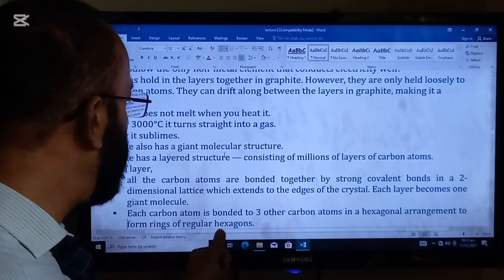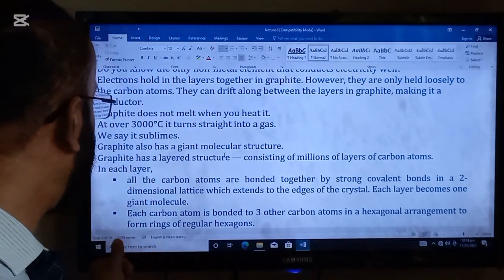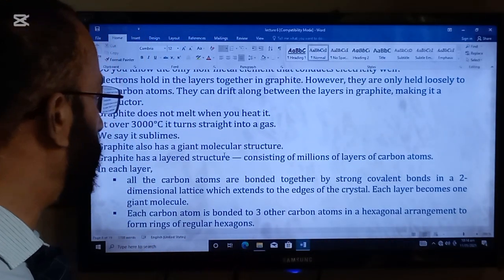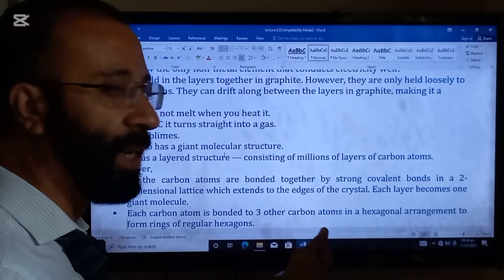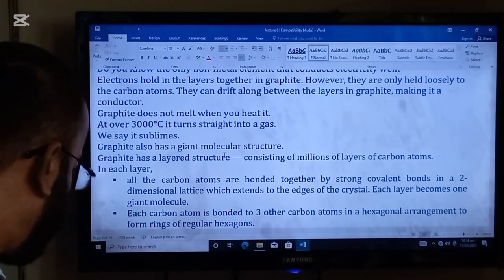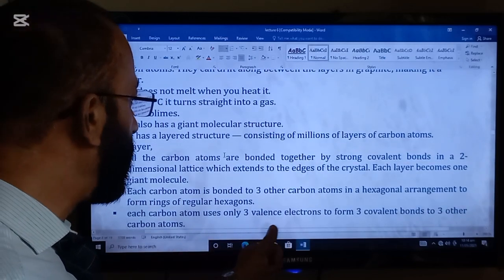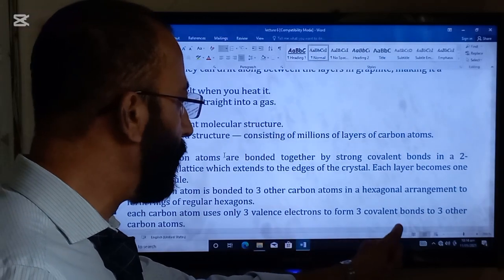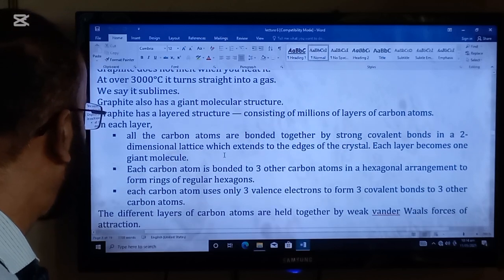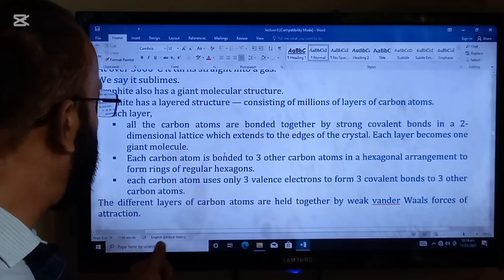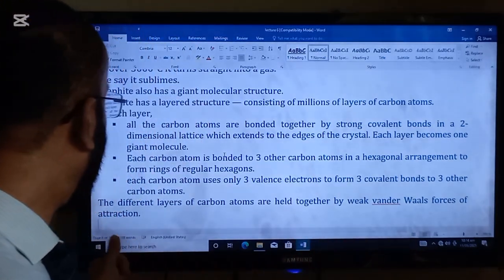Each carbon atom is bonded to three other carbon atoms in a hexagonal arrangement to form rings of regular hexagons. So, very important point: each carbon atom is bonded to three other carbon atoms. Each carbon atom uses only 3 valence electrons to form 3 covalent bonds to 3 other carbon atoms. The different layers of carbon atoms are held together by weak van der Waals forces of attraction.